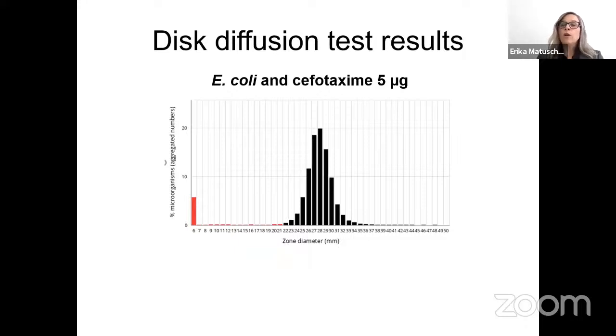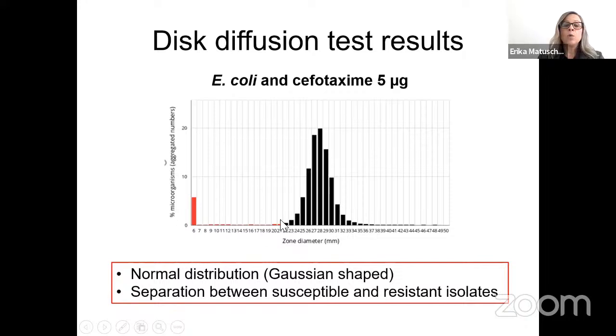So if you follow the method, you use the correct disc potency, the correct medium, and the correct incubation temperature, you should get results that are reproducible. And in this case, it means that if you test clinical isolates, you should have something that looks like a normal distribution like this. So here is an example of many E. coli isolates tested versus cefotaxime 5 microgram disc and how they distribute. So we get a normal distribution like this with the highest bars in the middle and lower to the ends. And we will also, of course, need to know that we can separate between susceptible and resistant isolates.